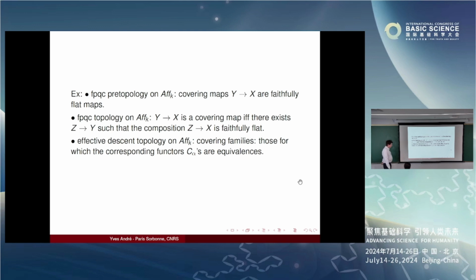Now, what is the fpqc topology? This is just the saturation. So a map Y to X between affine K-schemes is a covering map if and only if there exists some Z over Y such that the composition Z to Y to X is faithfully flat, but Y to X is not necessarily flat. Another example is the effective descent topology, in the same category. The covering families, by definition, are those for which the corresponding functor C alpha of the last slides is an equivalence of categories.